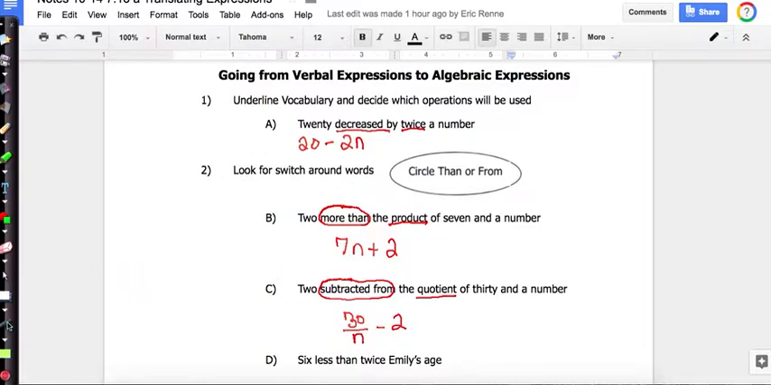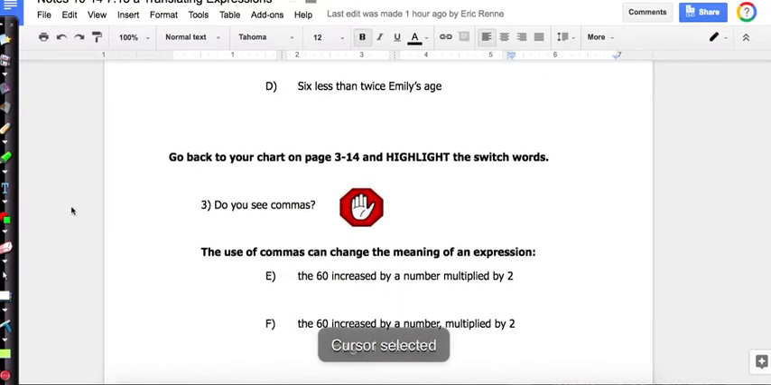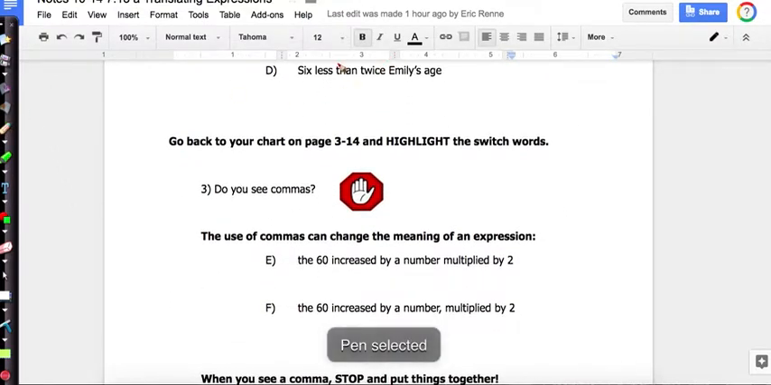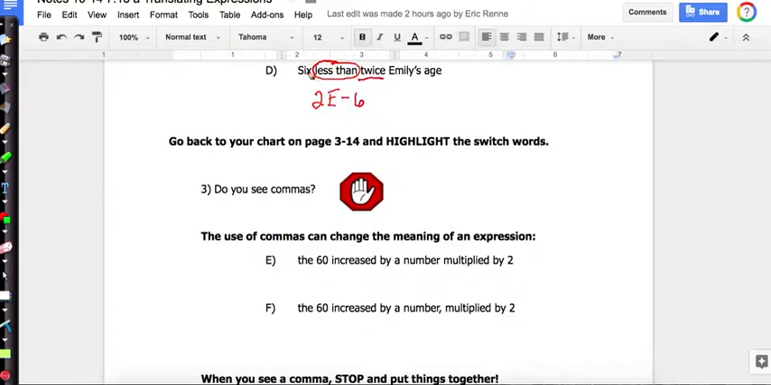Okay, let's look at choice D. It says 6 less than twice Emily's age. So there's a switch around, and there's a keyword. So we know less than means subtract. We know twice means multiply by 2. So it says 6 minus 2, we'll call Emily's age E. So 6 minus 2E. But because it's a switch around, we're going to write 2E minus 6. Because this means we're taking away 6 from twice Emily's age. So I have to put the minus 6 at the end. So 2E minus 6. Now, it says go back to your chart and highlight the switch around words. We've already starred those words. Okay, so we're good to go.